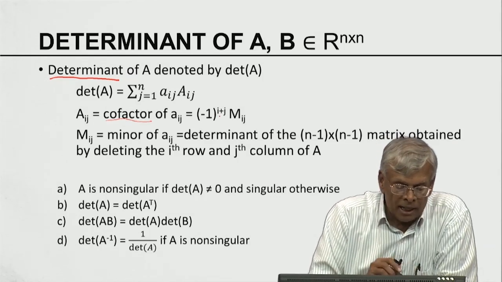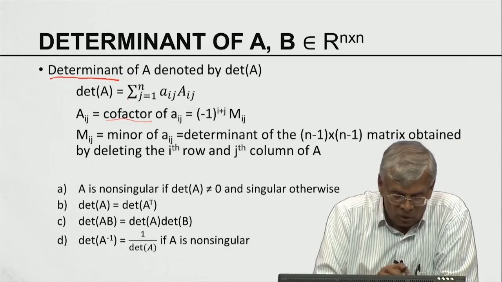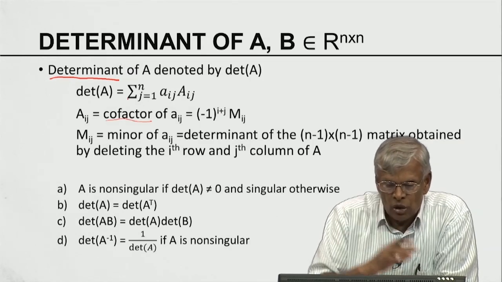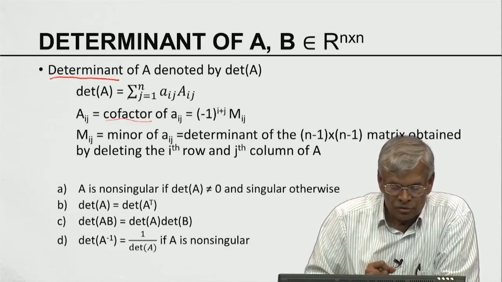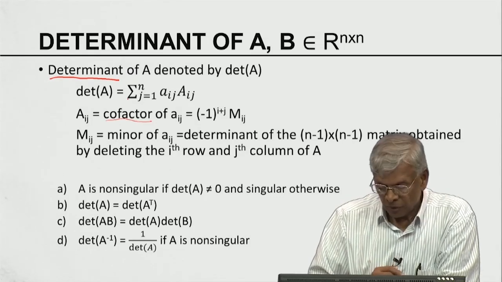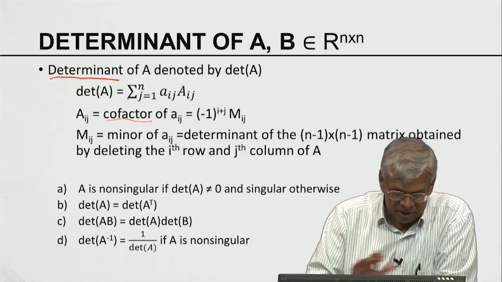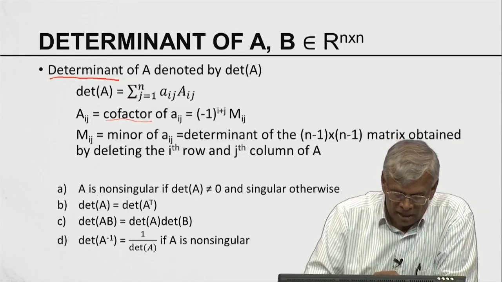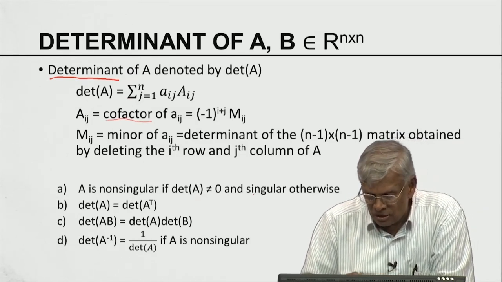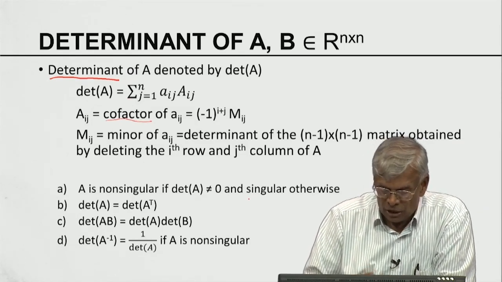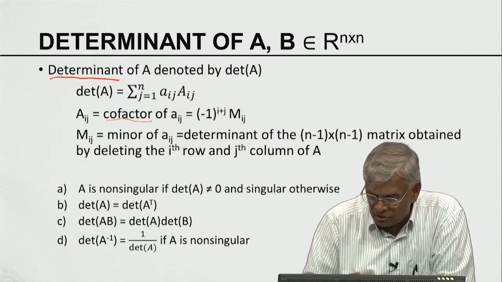So the determinant of a matrix is a fundamental quantity. I'm sure most of you should have been introduced to the notion of a determinant. Now I'm going to introduce some of the properties of the determinant. If A is non-singular, determinant of A is not 0. If the determinant of A is 0, then the matrix is called singular.